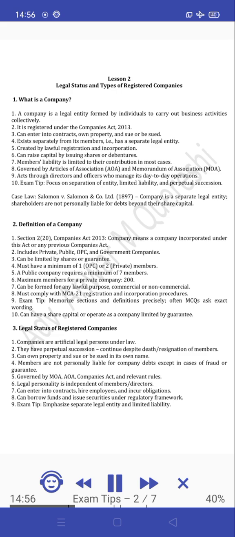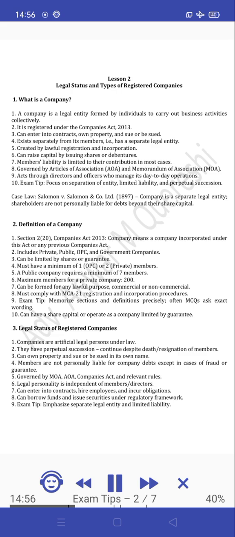Case law: Solomon vs. Solomon and Company Limited, 1897. A company is a separate legal entity. Shareholders are not personally liable for debts beyond their share capital. 2. Definition of a company. 1. Section 2(20), Companies Act 2013: company means a company incorporated under this Act or any previous Companies Act. 2. Includes private, public, OPC, and government companies.